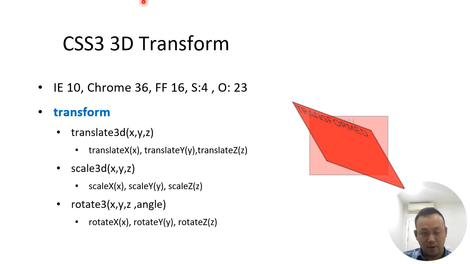CSS also supports 3D transformation. Okay, so objects can rotate in three dimensions. With the transform property, you can use the following 3D transformation methods like rotateX, rotateY, and rotateZ. And we also have translate3d, scale3d, and rotate3d. Okay.